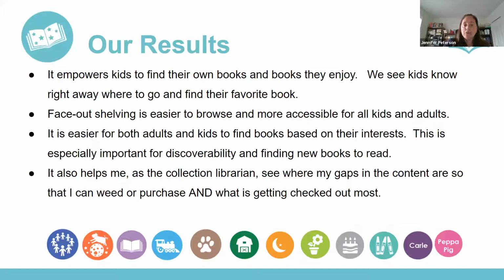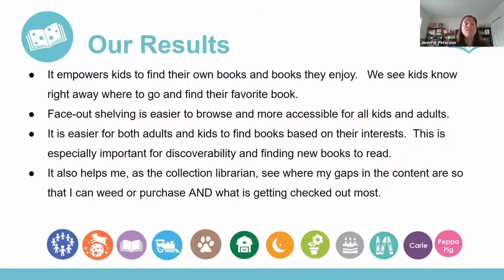It is easier to find books based on your interests. It's especially important for discoverability, for finding new books to read. For instance, we've got a topic, animals, as one of our categories. We've got a subgroup in there about forest animals. Well, all types of forest animals are in there. So you might have a child who's really interested in bears, but then they discover squirrels. And so then they go in there and they find a new favorite book.